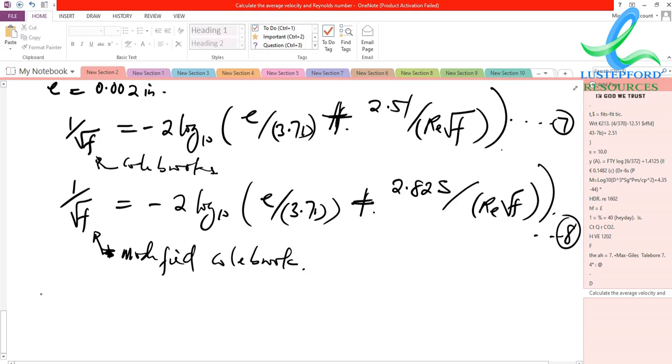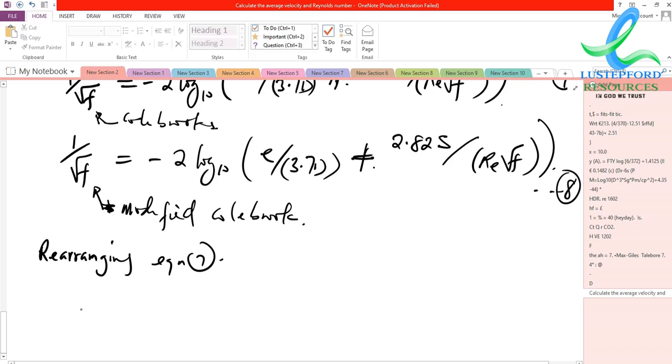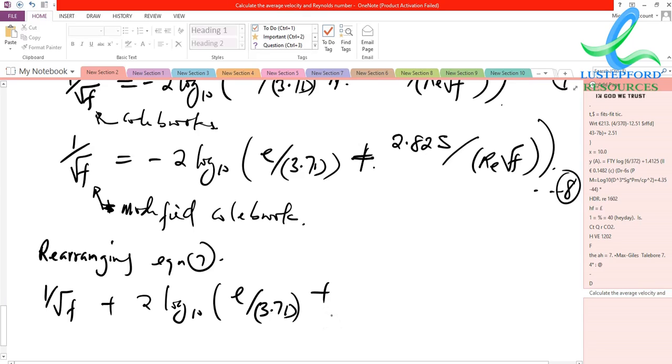So let me just say rearranging equation 7, I will have 1 all over the square root of f plus 2 log 10 of (e divided by 3.7d plus 2.51 divided by Reynolds number times square root of f) equal to 0. So this should be equation 9.